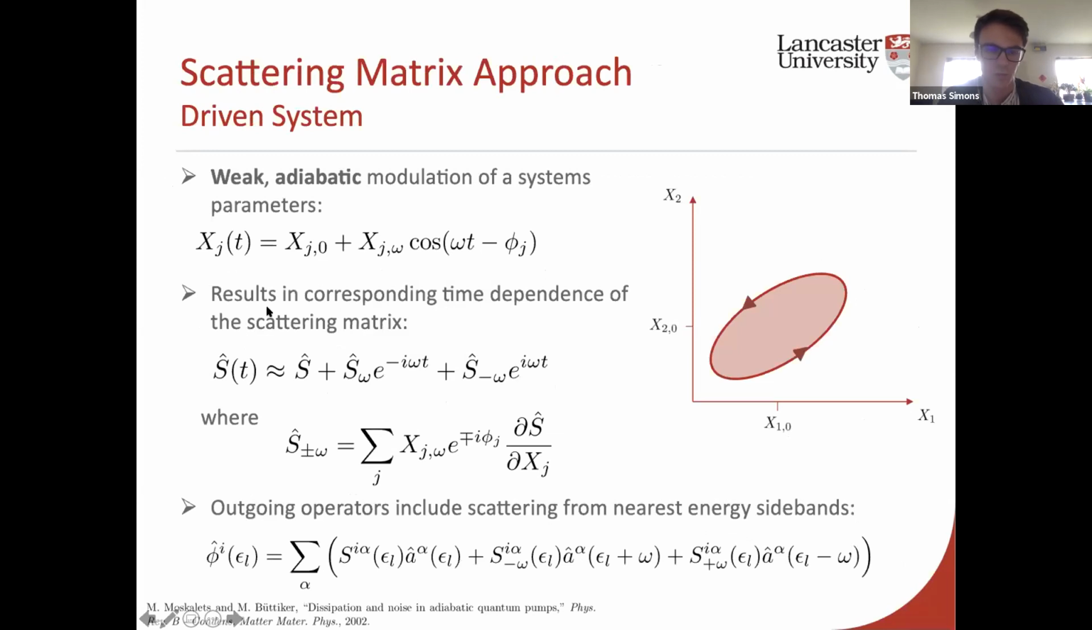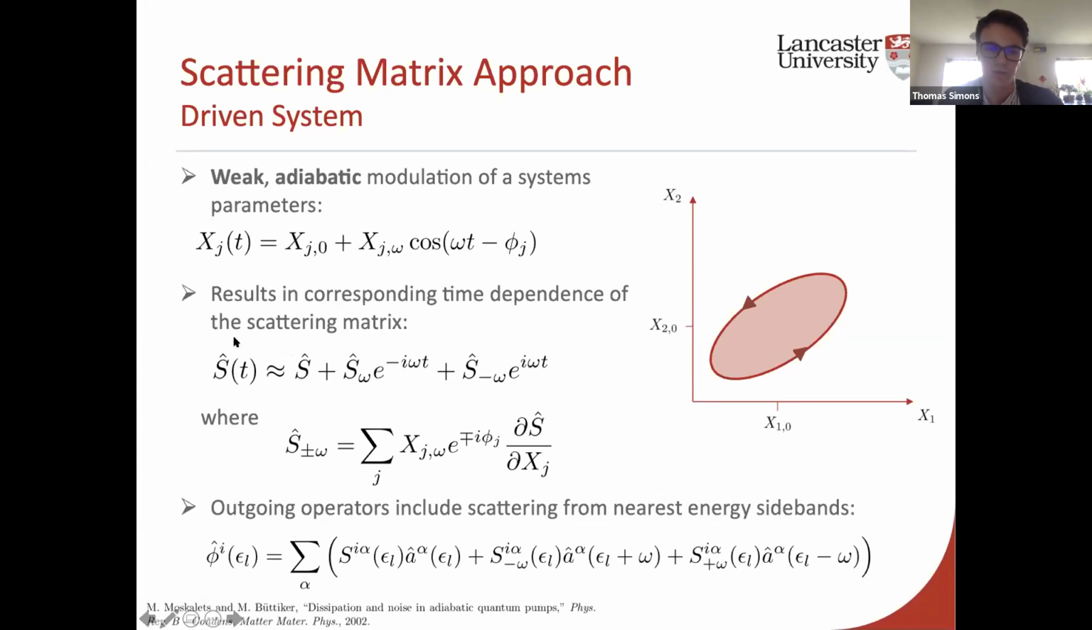So in general, it's difficult to calculate the full form of a scattering matrix that depends on two energies when we perform the driving. So we use the approximation that our driving is adiabatic, so that the driving period is large compared to the scattering time. And in this case, we can approximate the scattering matrix using an instantaneous frozen scattering matrix that only depends on one energy and depends on time parametrically through the parameters x1 and x2.